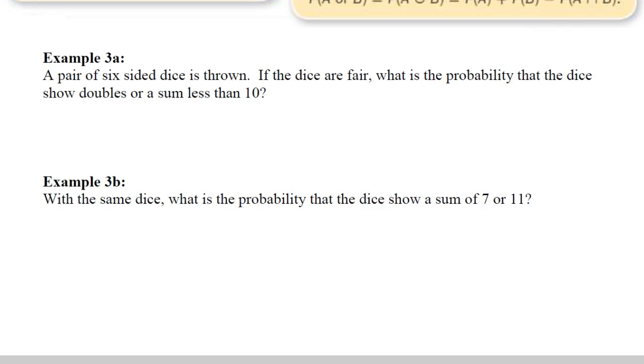Because you have one element that's trying to find the probability that we have doubles. The other element is that we have a sum less than 10. So the overlap is going to be both of those happening at the same time. We have doubles less than 10. And with looking at the card, you should recognize that yes, there are doubles less than 10. So here's how we're going to set this up.